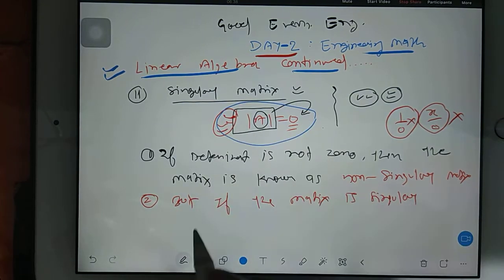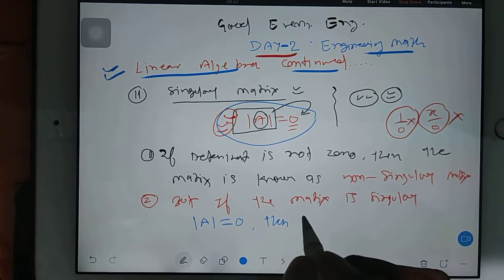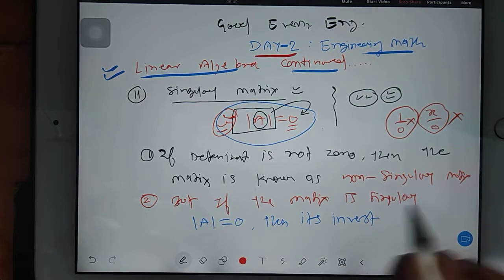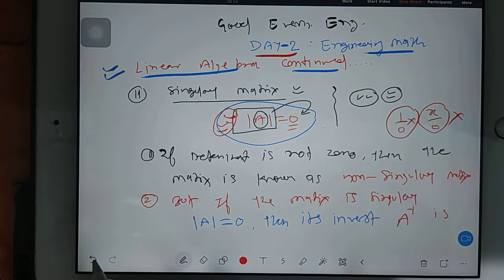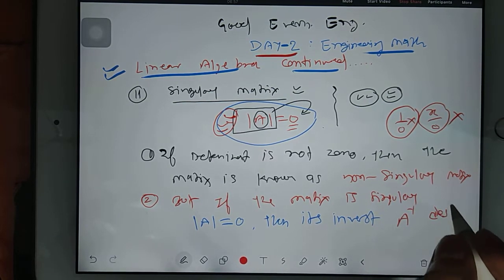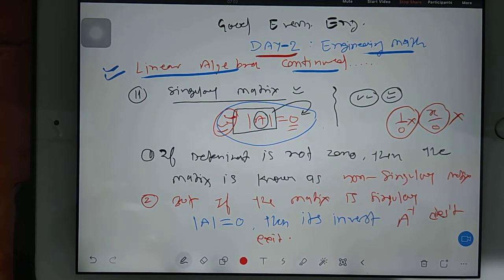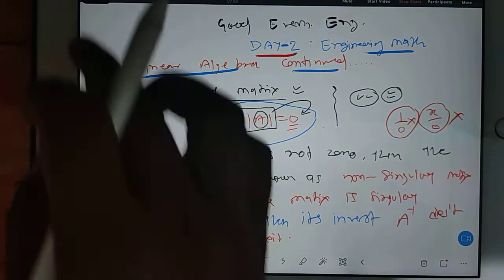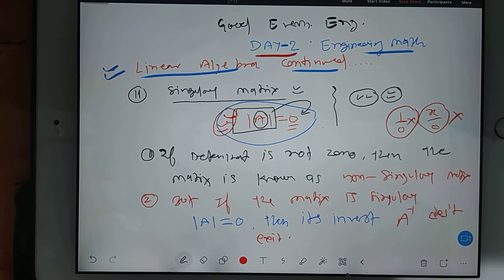singular means this is the idea. It means if determinant of A is equal to 0, then A inverse does not exist. Copy down. I'll change the page, and then we'll go for a new topic that is known as equality of two matrices.